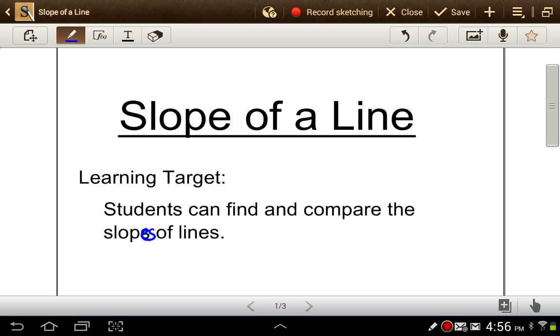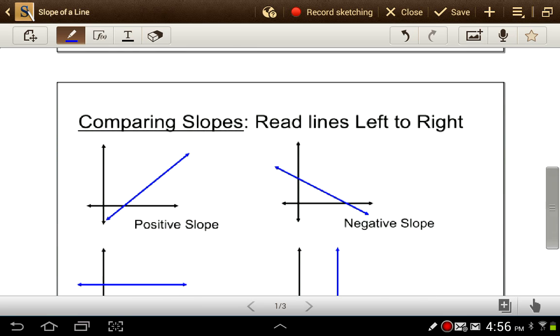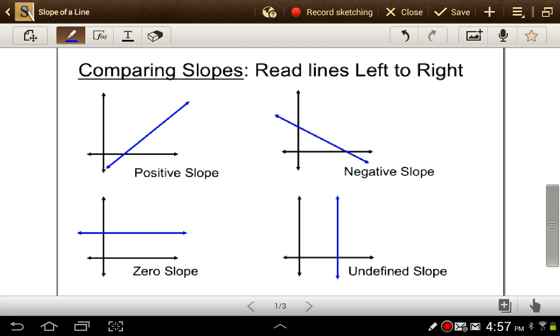Slope of a line. Okay. First, let's talk about comparing slopes. You read slopes like you read a book. You always read them left to right. So when you're looking at the slopes, you want to start on the left side, and you want to look to the right side and go to the right. And that's how you're going to determine what type of slope it is.